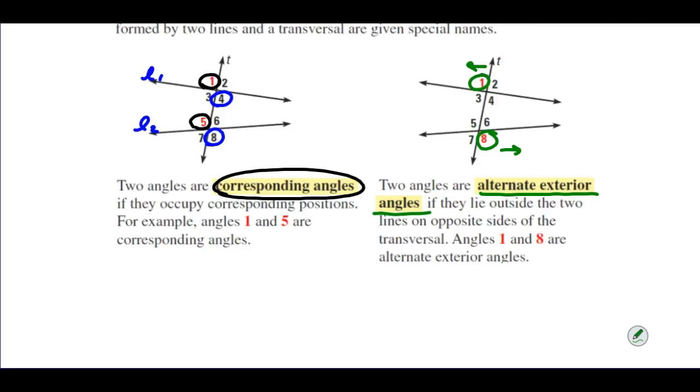So in this one, angle 1 and angle 8 are alternate exterior angles, also because they are on the outside of the two lines. The angles that would never be considered for this definition are 3, 4, 5, and 6, because they are in the interior of those two lines. So in the second diagram, the second set of alternate exterior angles are angle 2 and angle 7.